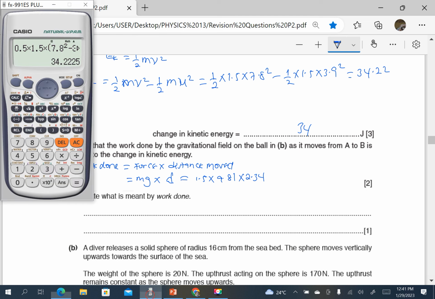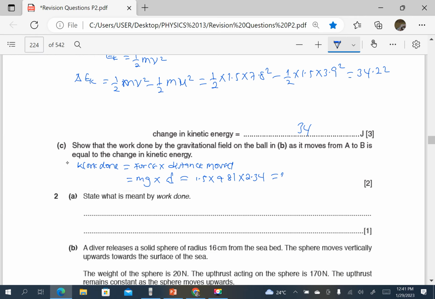So let's press our calculator. 1.5 times 9.81 times 2.34. So we are getting 34.4, which is approximately 34. And this is equal to the change in kinetic energy that we have seen above.